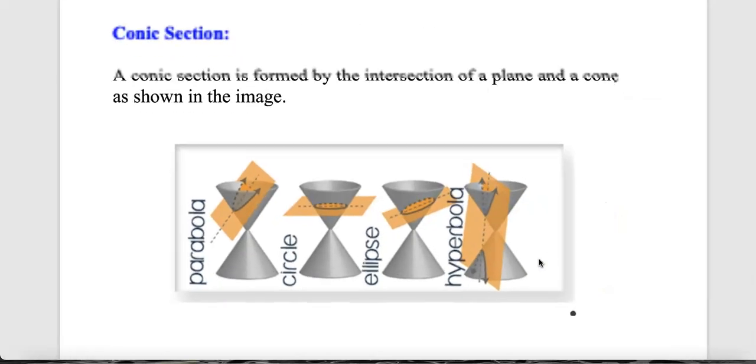So again, what is a conic section? A conic section is formed by the intersection of a plane and a cone, and you can see there are four types of conic sections which we will be studying in this lesson.